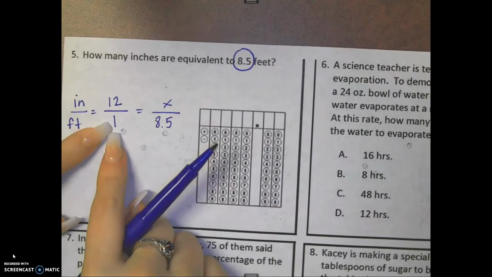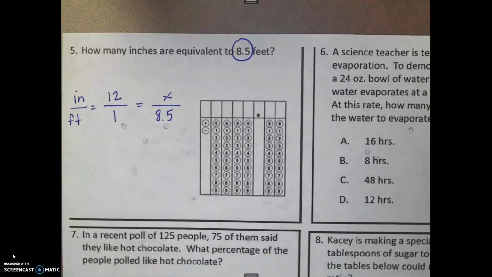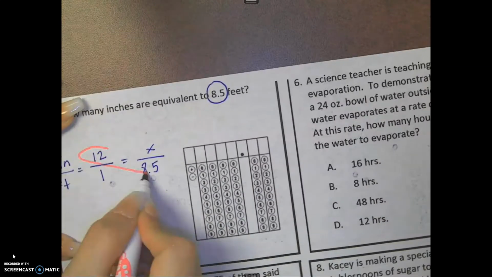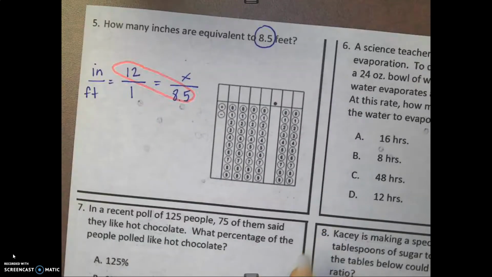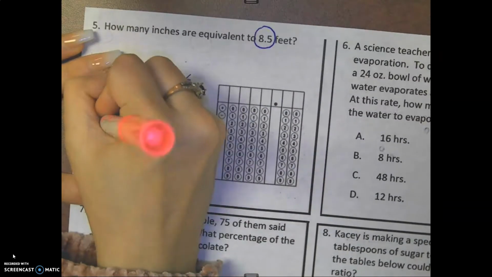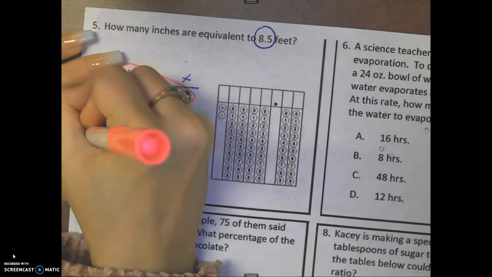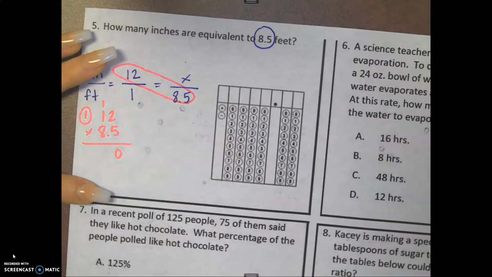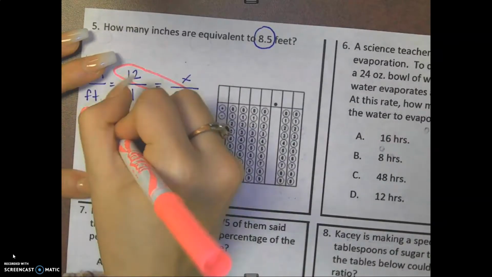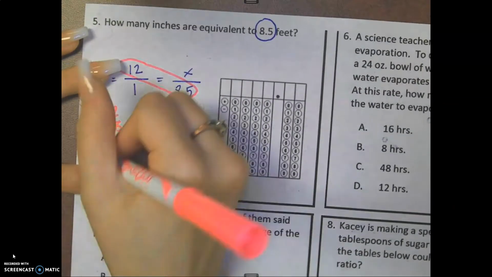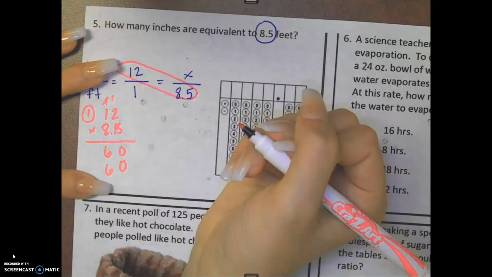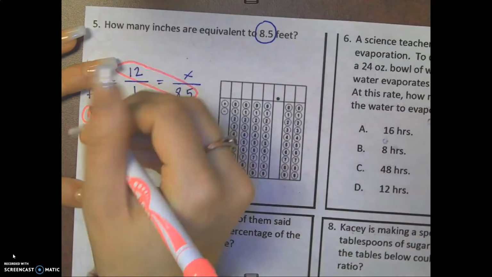Now, I know I can multiply 1 times 8.5 to get 8.5, or you could just do bat and ball, which is the same thing. If we use bat and ball, that means we just multiply 12 times 8.5. 5 times 2 is 10, carry the 1. 5 times 1 is 5, plus 1 is 6. Cross those out, put our 0. 8 times 2 is 16, carry the 1. 8 times 1 is 8, plus 1 is 9.